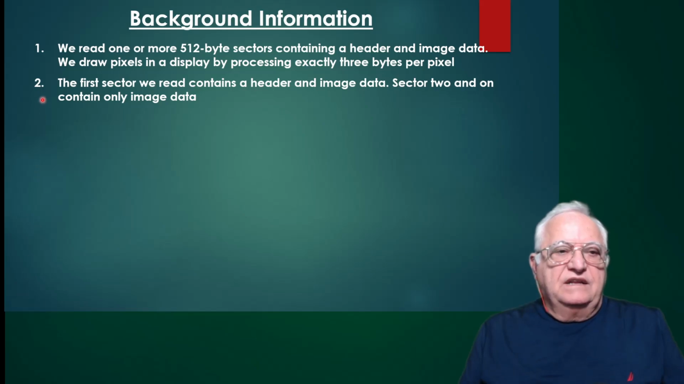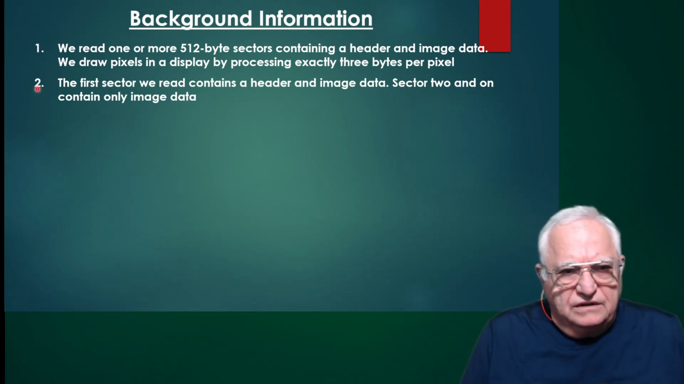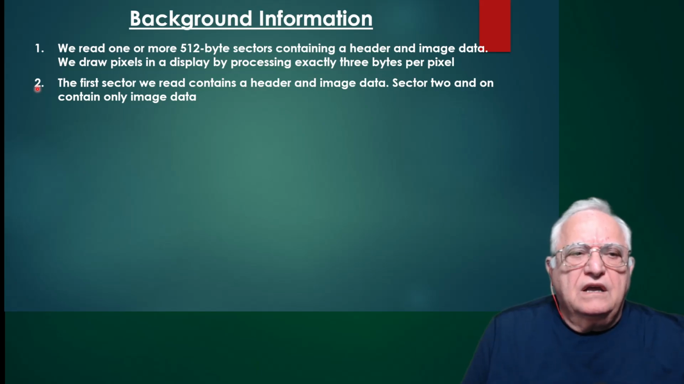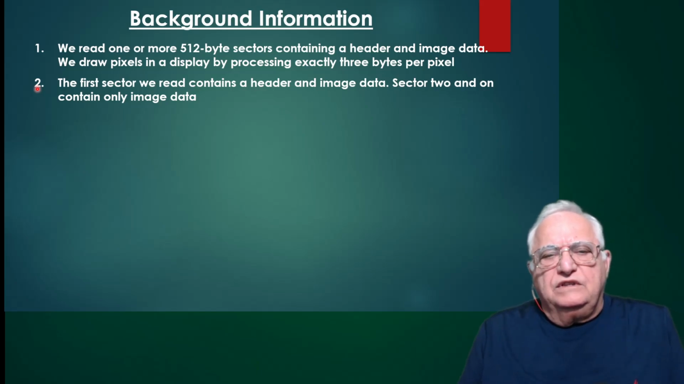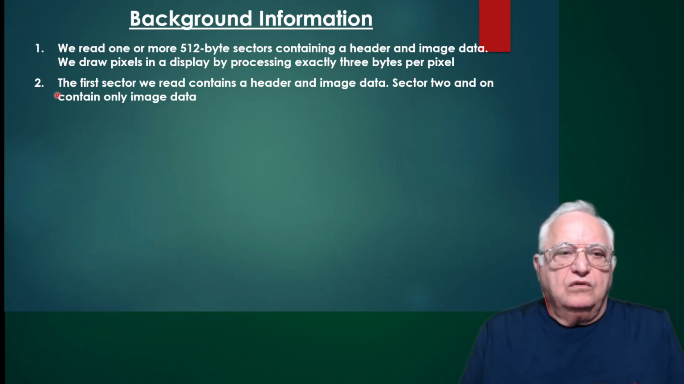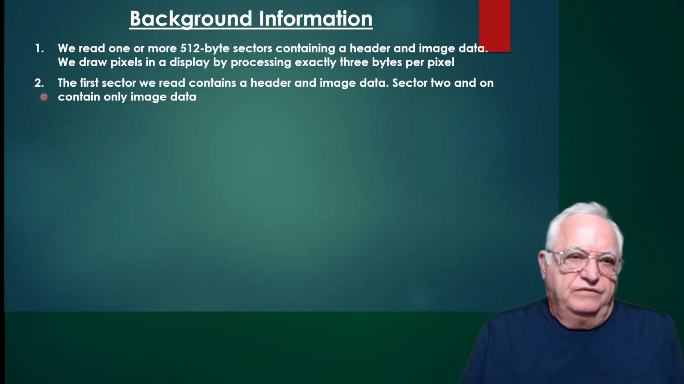Next, the first sector we read contains the header and image data. Sector 2 and on contain only image data. So the first sector we read is going to have a header and data, and from the second sector on, it's only going to be data. And we use three bytes to define a pixel.